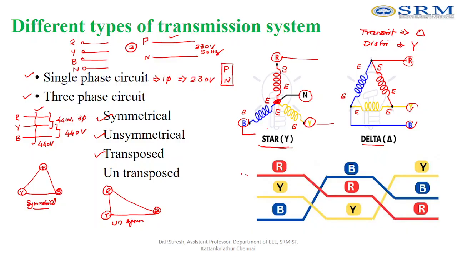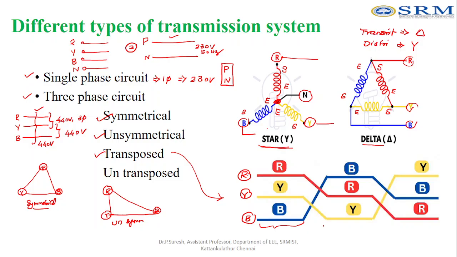Okay, you can see here. This is R phase, this is Y phase, and this is B phase. There are three conductors R, Y, B. I am talking about the transposed system. So this is the transposed system R, Y, B. We can see here the R phase conductor is running for a certain distance.